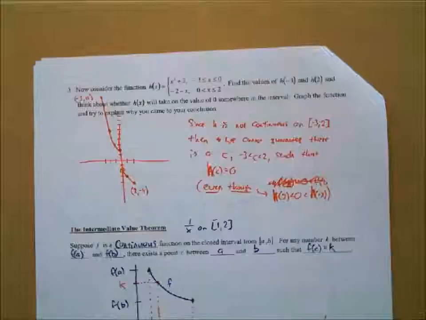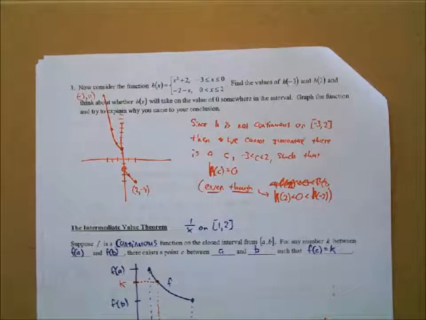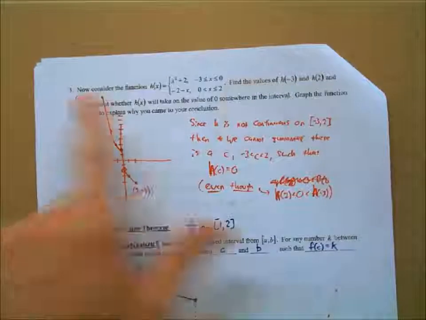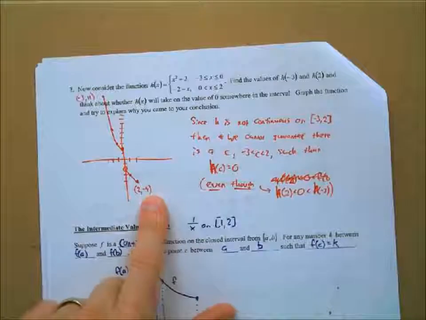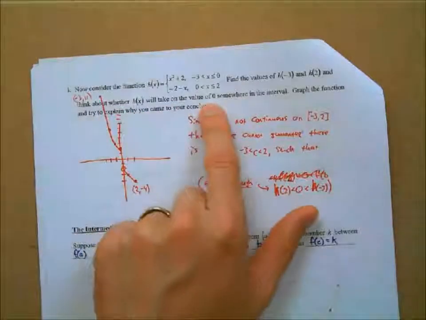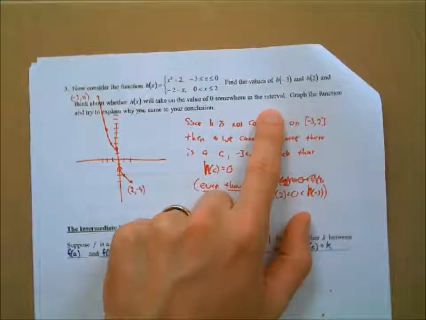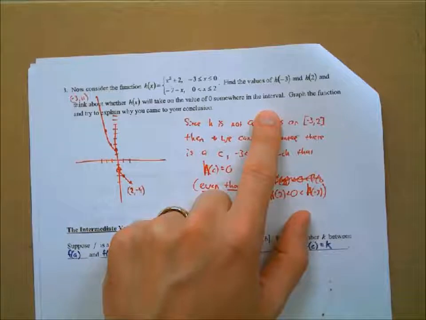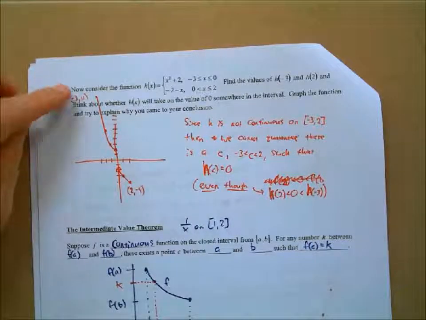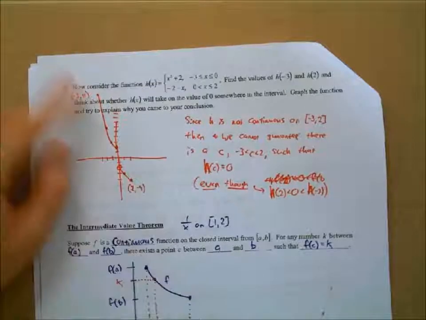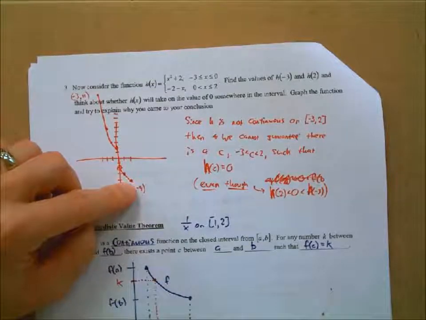And then we have one more here, number 3, okay, where we have a discontinuous function. Again, graph the piecewise function. We found the values of h of -3, it's 11 again. Found the value of h of 2, it's -4 now. And then the question is, think about whether h of x will take on the value of 0 somewhere in the interval. So does our function have to equal 0? And you, again, using our previous arguments incompletely, we might say, oh, well, high 11, low -4, so we're going from 11 to -4. Well, we've got to get to 0 through 0 there.